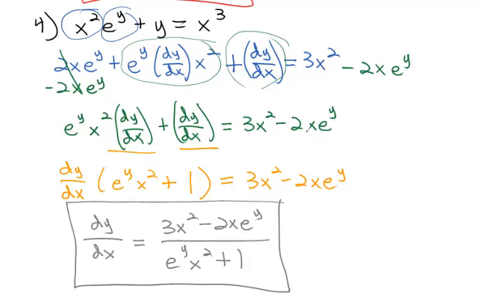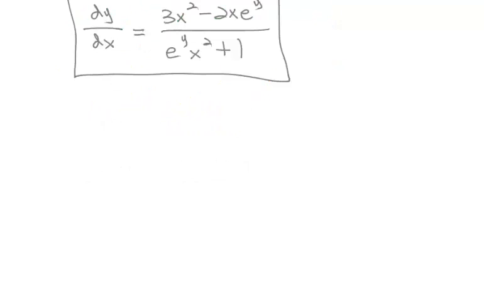Let's try one with a log in it. Let's try number 5. Y natural log of x plus 2 equals e to the 3/2 power y. Oops, how about this? Let's do x to the 3/2 power y to the 5/2 power.